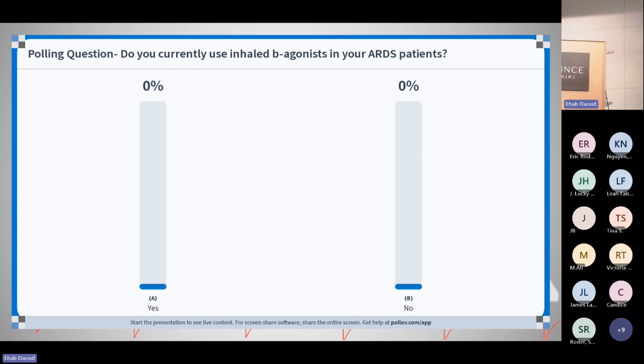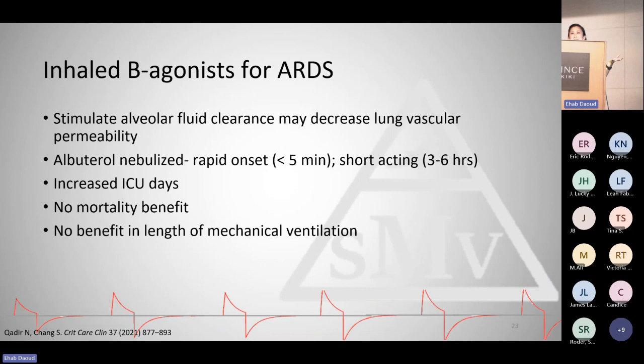All right, so what's going on with inhaled beta agonists? Basically, they stimulate the alveolar fluid clearance and may decrease lung vascular permeability and make it less leaky. They do this through the sodium-potassium ATPase channels and the flow of sodium back and forth through the cells. Albuterol is the go-to nebulized. It has a very rapid onset, less than 5 minutes. It's very short acting, anywhere from 3 to 6 hours. That's why it's dosed like Q4, Q6 hours sometimes.